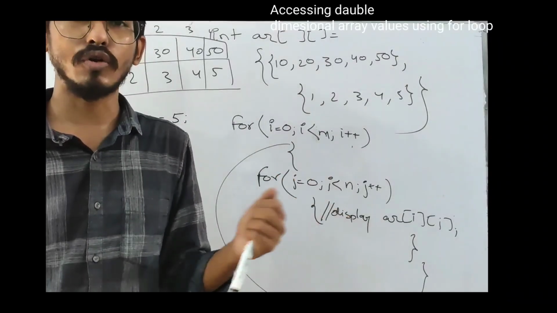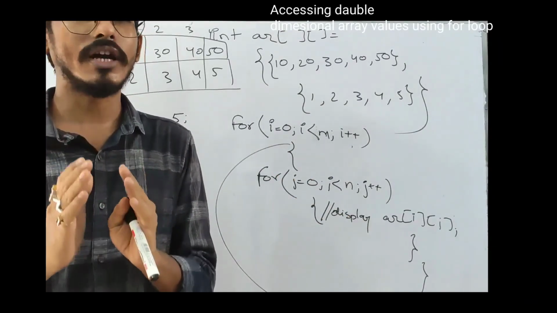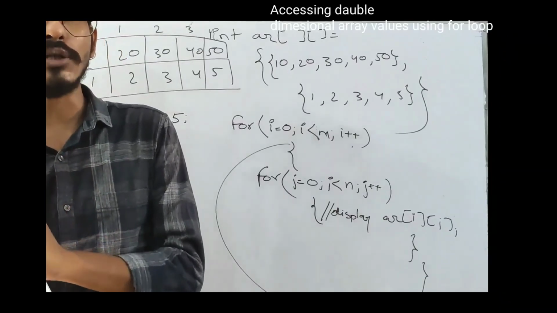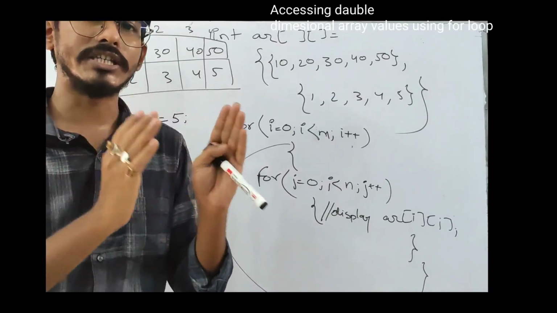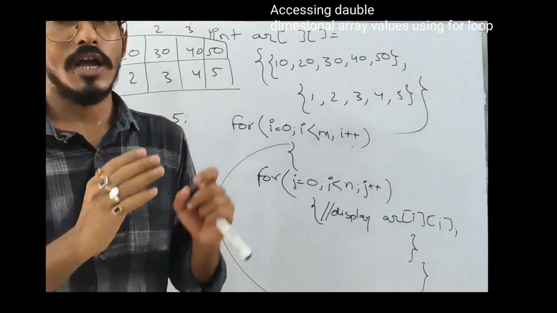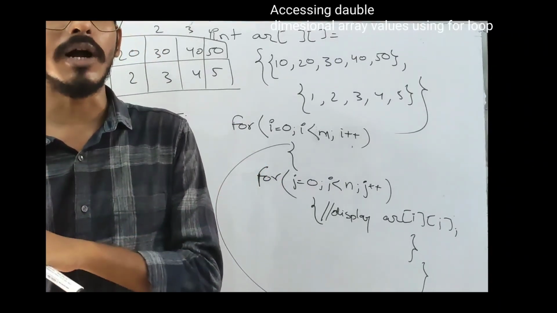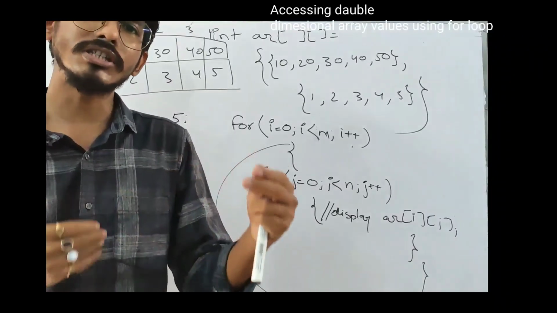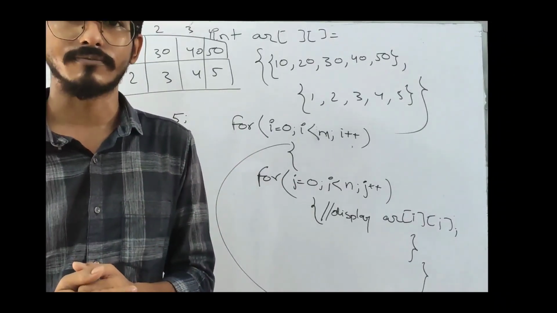So what we can conclude is that in an array, we can store more than one value of similar types in a single variable. And there can be two types of array, single dimensional array or multi-dimensional array. So these are the two types of array.